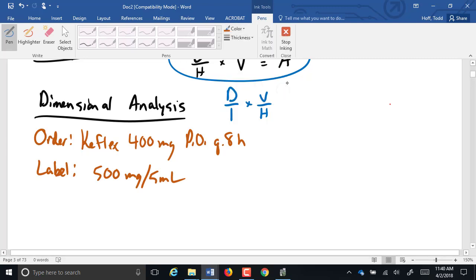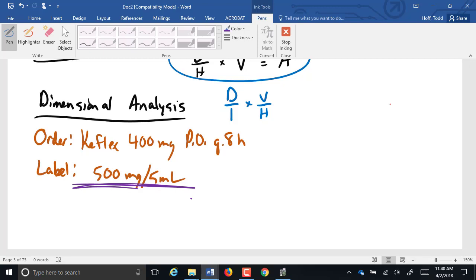Now you might be wondering, kind of a side note, why do we have these odd concentrations like this? Why don't they just write that as 100 milligrams per 1 milliliter? Well, normally because the 5 milliliters is the capacity of the whole vial. So a whole vial of medication contains 500 milligrams. So that's what's printed on the label.